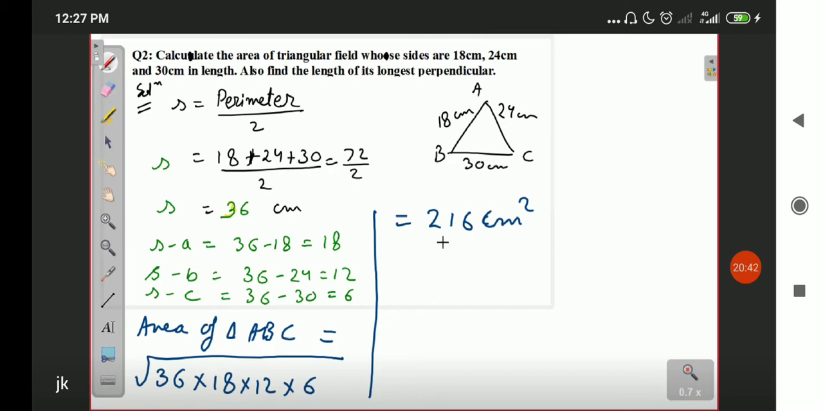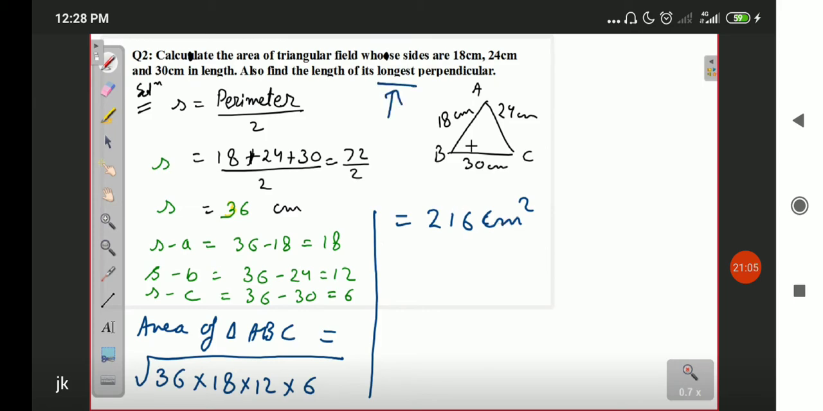You calculate this one and your answer will be 216. Once again, I know this because I have just solved it previously, not in the live class, but on some other account. Okay, you can try to solve it, you will get the same answer. Answer is 216, that is the cube of 6. So with this we have determined the area of this triangle. Next is the easy part, finding out the longest perpendicular.